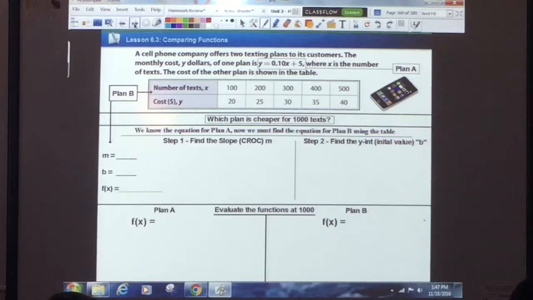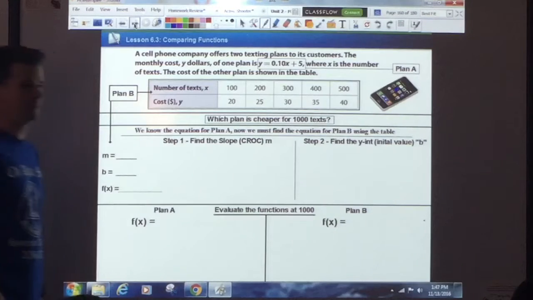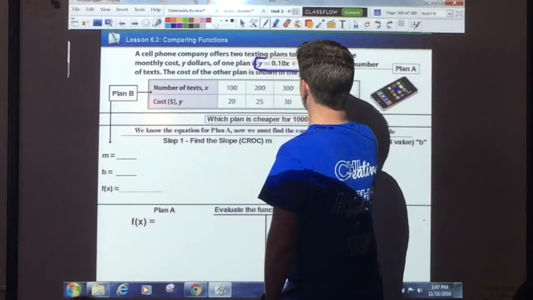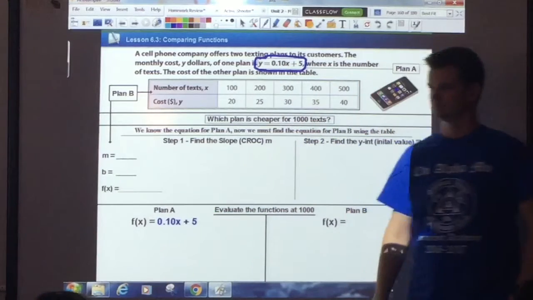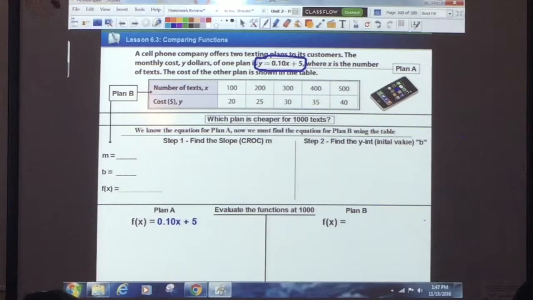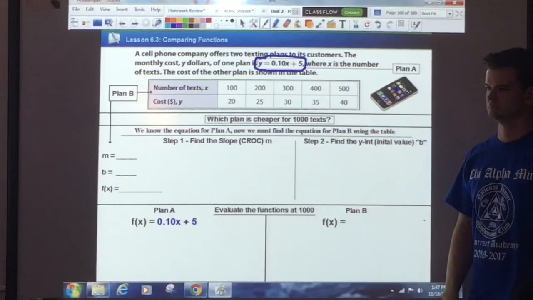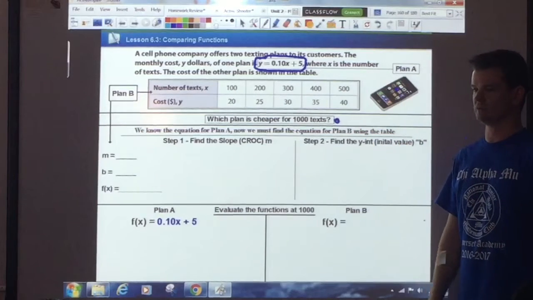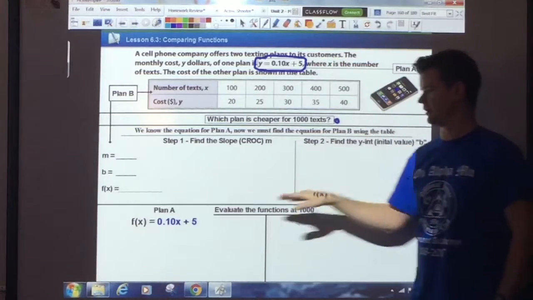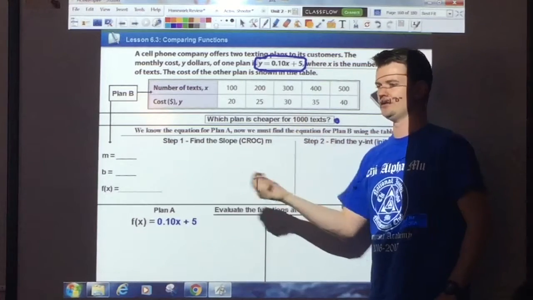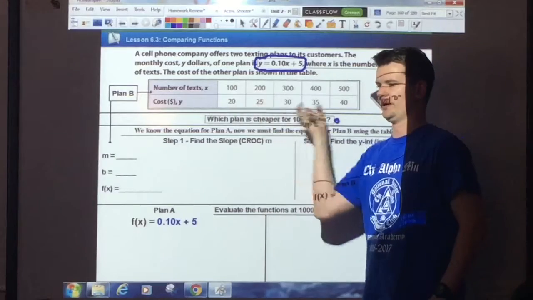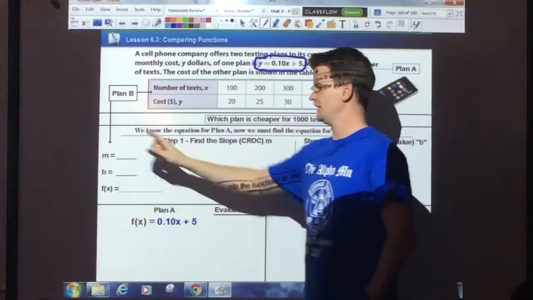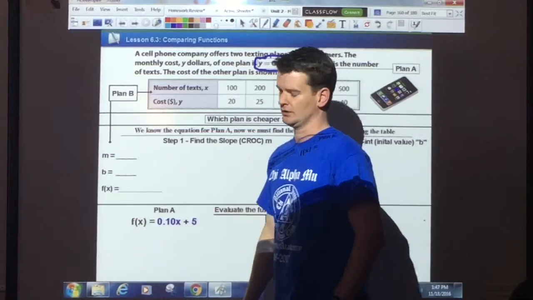Christian. Here, we have a cell phone company. They have two plans for text messages. Plan A, which is represented by this cost function, and then Plan B, which is represented by this table. We want to find out which of these plans is cheaper for 1,000 text messages. I have one cost function. To compare these correctly, I need the cost function for Plan B, which is represented in this table. So I need to find the m, the b, and I can write the cost function.